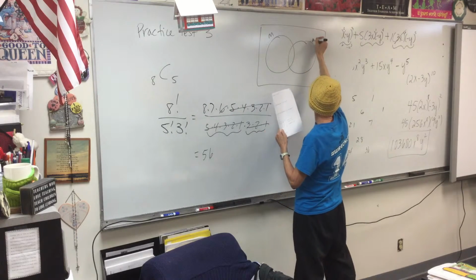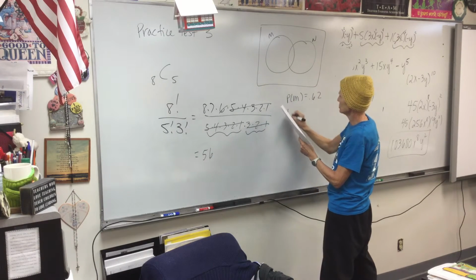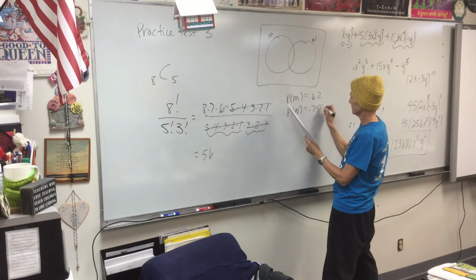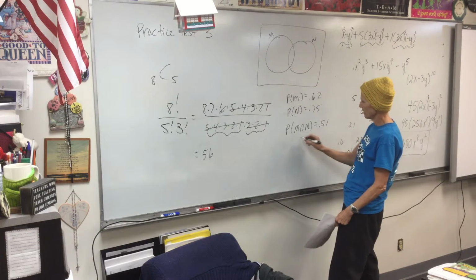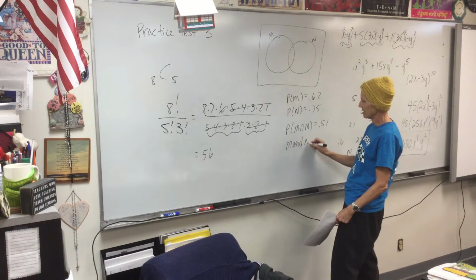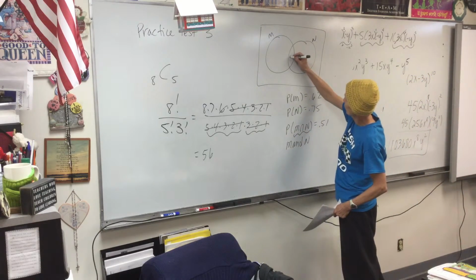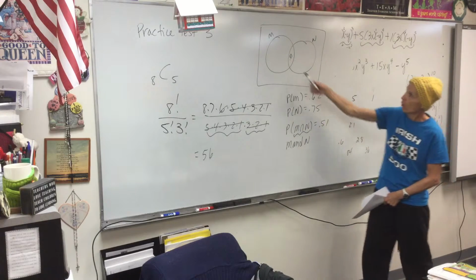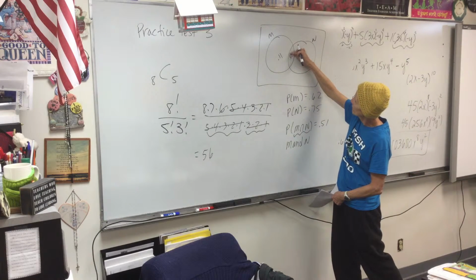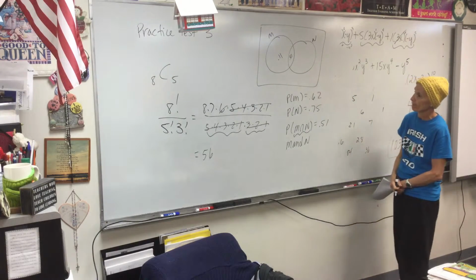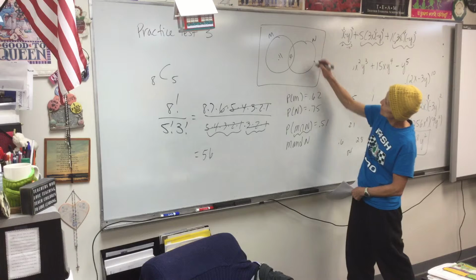Now we've got some m's and some n's. And we know the probability of m is 0.62, the probability of n is 0.75, and the probability of m and n is 0.51. This is m and n right here. That means both. So this is 0.51. But the whole m circle is only 0.62. So this has to be 0.11. And the whole n circle is only 0.75. So what is that, 0.24?